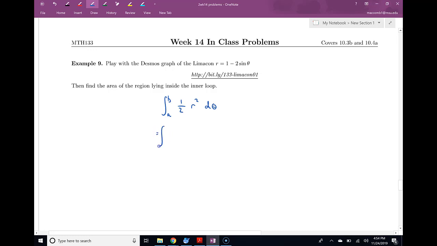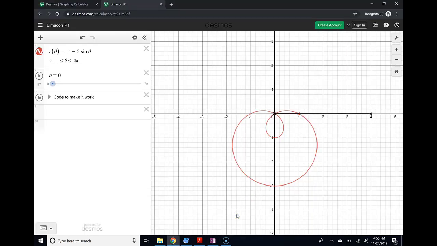And so already we could set up the integral from A to B. I could do the 1/2, and I could write down, we know my radius equation here is 1 minus 2 sine theta, and that we're going to need to square and integrate that with respect to theta. And so we have quite a bit, but I still need to figure out what interval corresponds to this inner loop. And so that's where we actually need the picture to figure out when we are actually on this inner loop. So let's go ahead and transfer over and look at my Desmos graph.